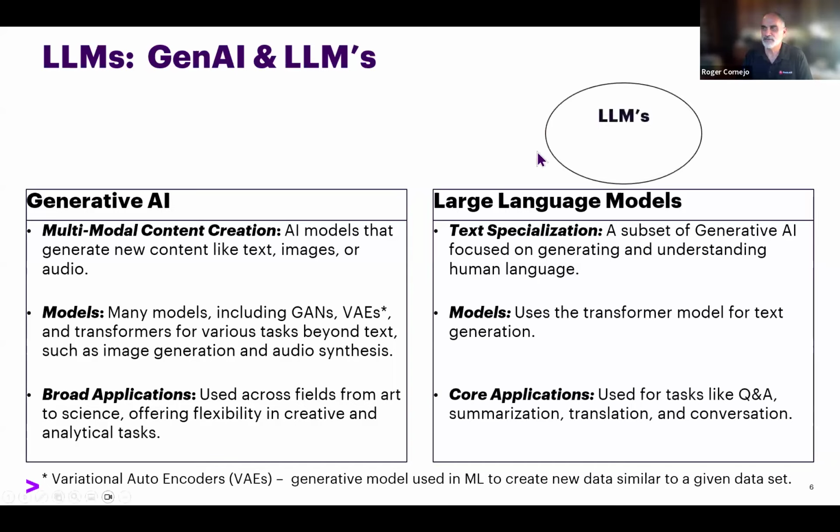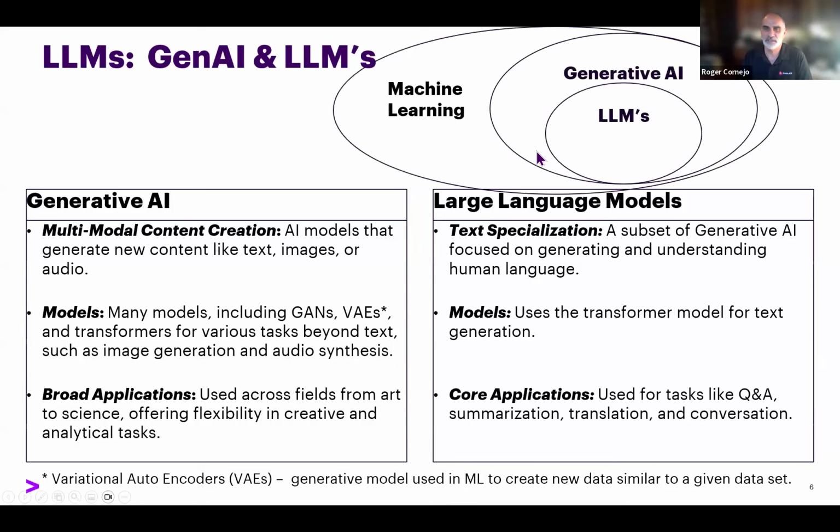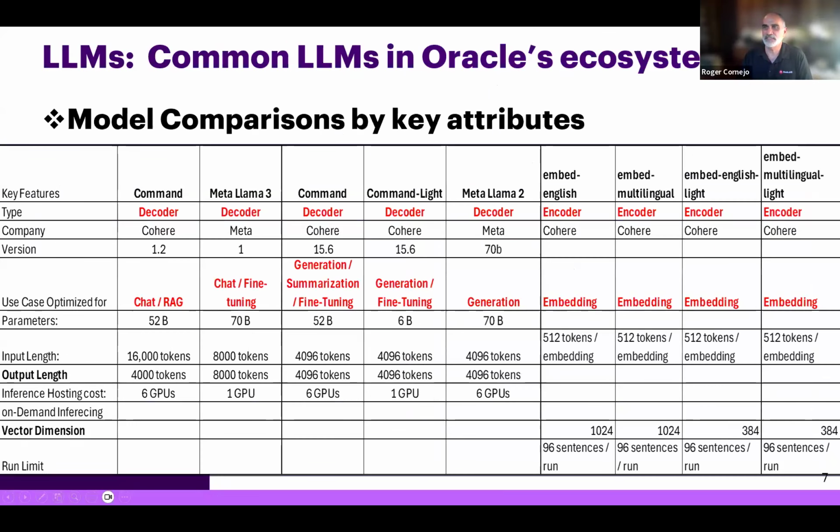So as you may have guessed, large language models are a subset of generative AI, which is really a subset of machine learning. And again, that's a subset of artificial intelligence. So I did list out the large language models available in Oracle at that time. Now this slide was made about 6 months ago.